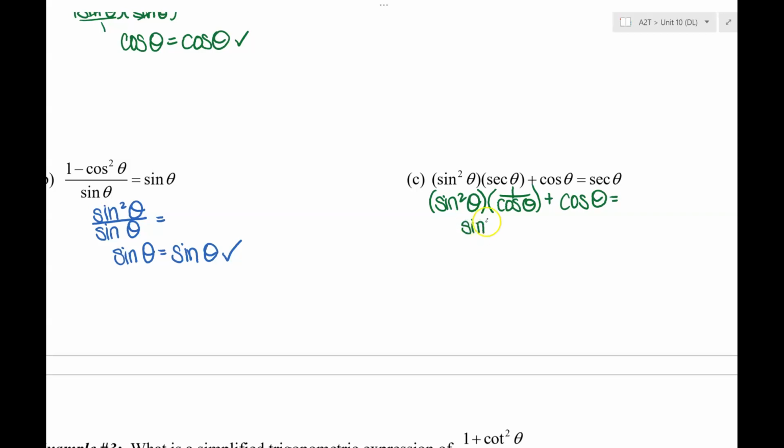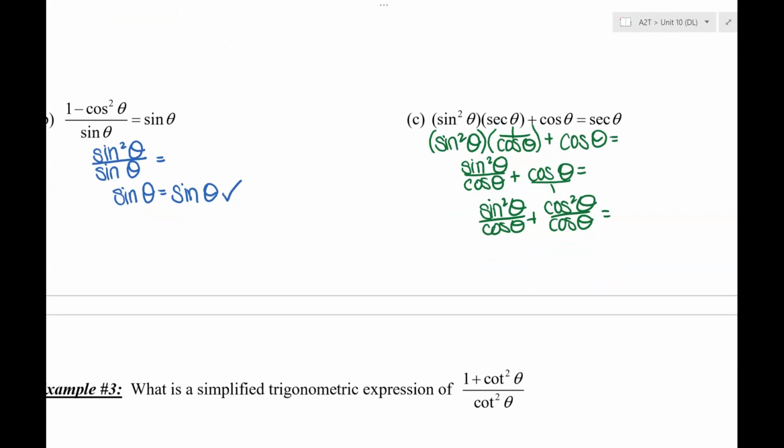That means that I get sine squared theta over cosine theta plus cosine theta. I am going to need to get common denominators here. So this becomes sine squared theta over cosine theta plus cosine squared theta over cosine theta. Here I'm not showing what I'm multiplying top and bottom by, but from one step to the other, it's obvious to see that now this has become cosine squared theta over cosine theta. Common denominators, so I have sine squared theta plus cosine squared theta all over cosine theta.